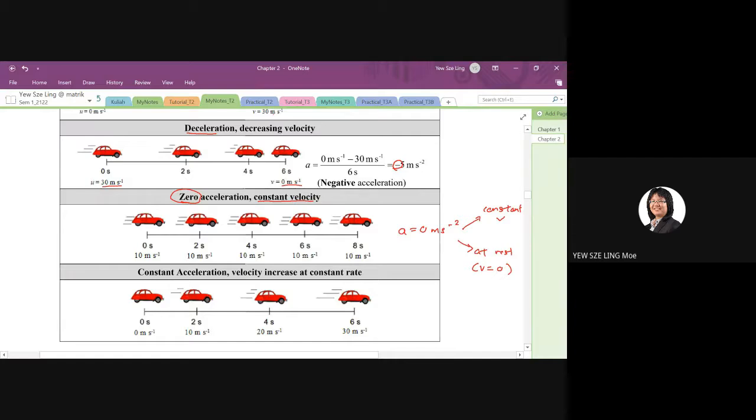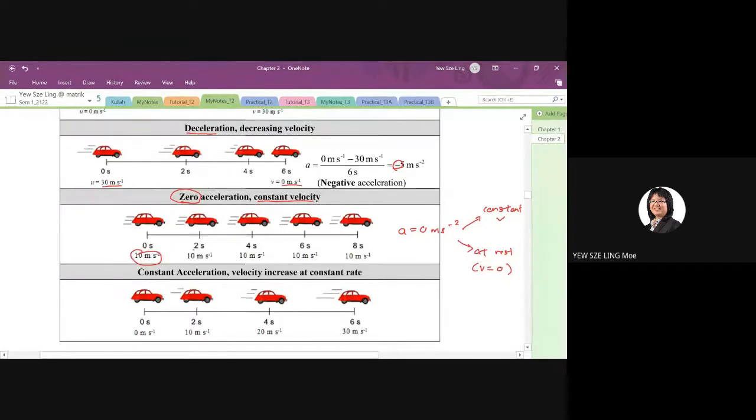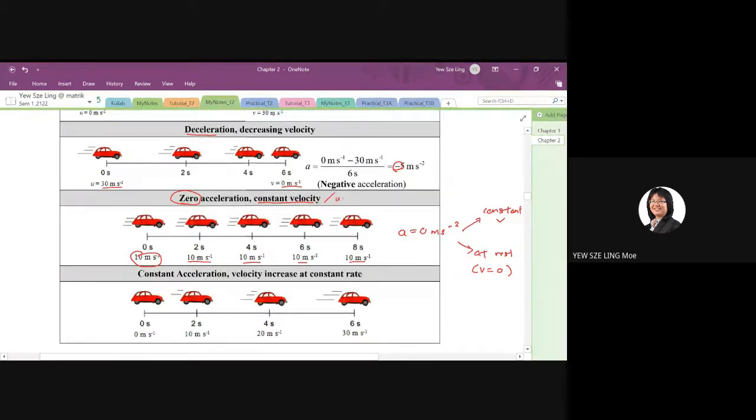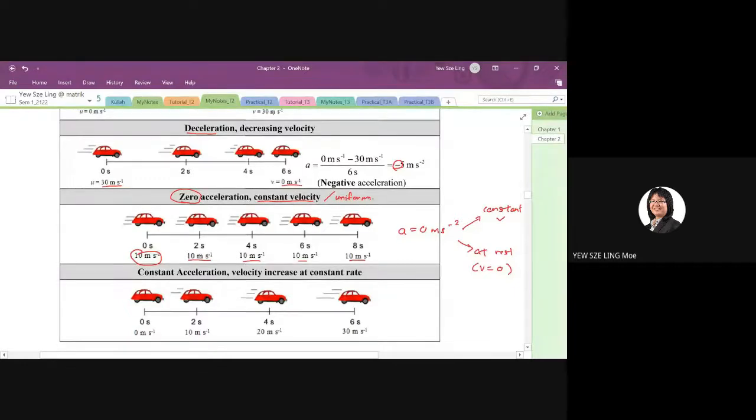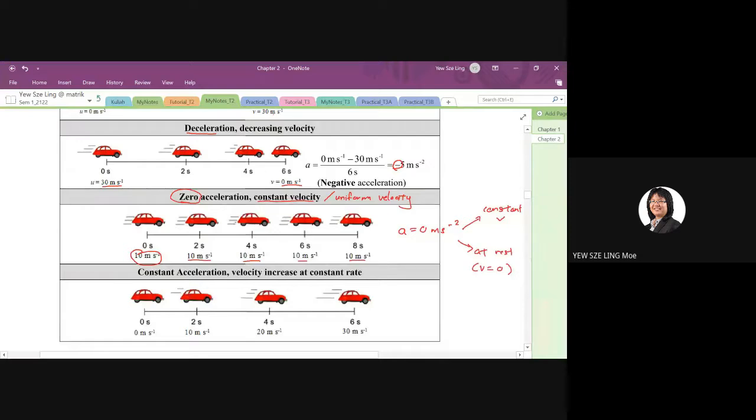Now, what does it mean by constant velocity? Constant velocity means that every second the object is moving at the same velocity. So for example, now you look at the diagram. Initially, your object is moving at 10 meter per second. After 2 seconds, still 10 meter per second. After 4 seconds, still the same. After 6 seconds, after 8 seconds. So from 0 until 8 seconds, the object keeps moving at the same velocity. So in this case, we say constant velocity, or another term we use is uniform velocity. Okay, uniform velocity. So this is the third example.